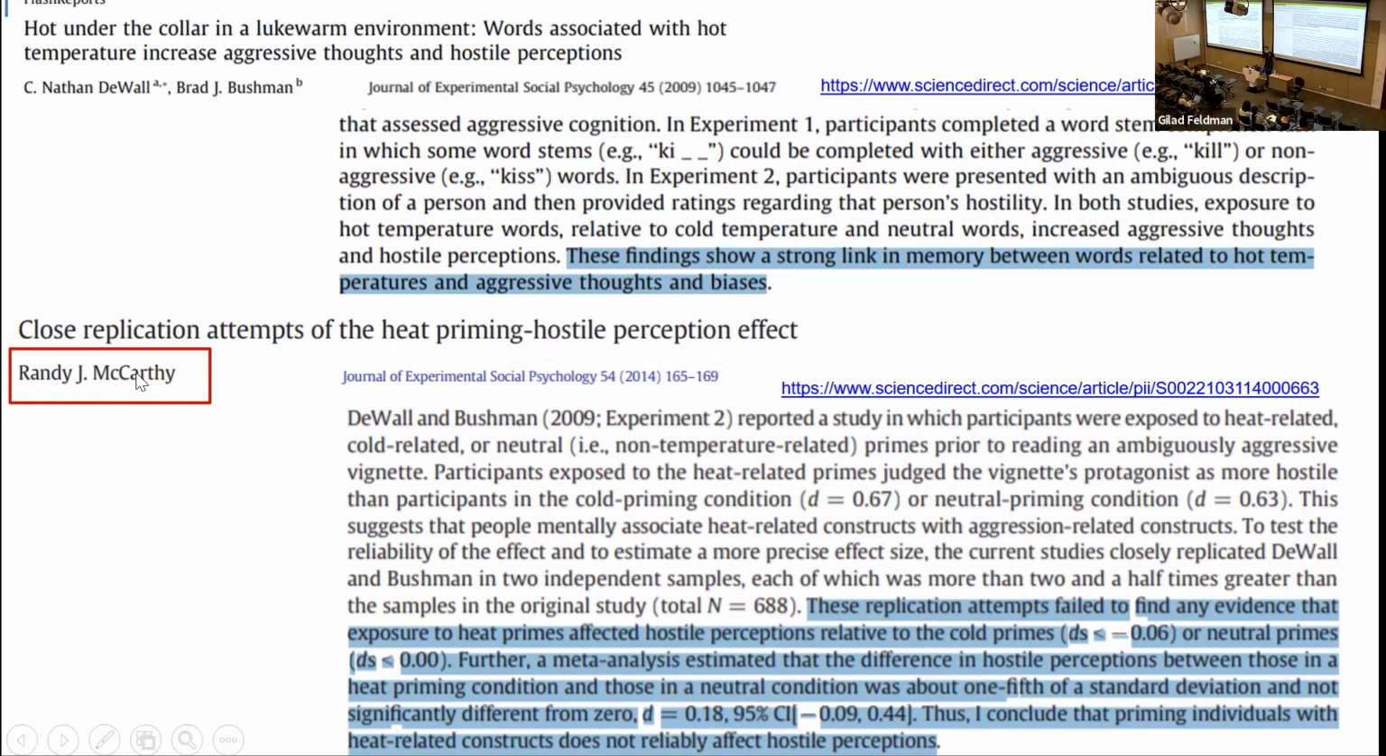You can see that Randy was one of the first to really try to do replications when nobody else was doing replications, and he was one of the first to actually get those published, in 2014. The original findings show a strong link in memory between words related to hot temperature and aggressive thoughts and biases. But what Randy actually found is that these replication attempts failed to find any evidence for exposure to heat primes affecting hostile perception relating to all of that.